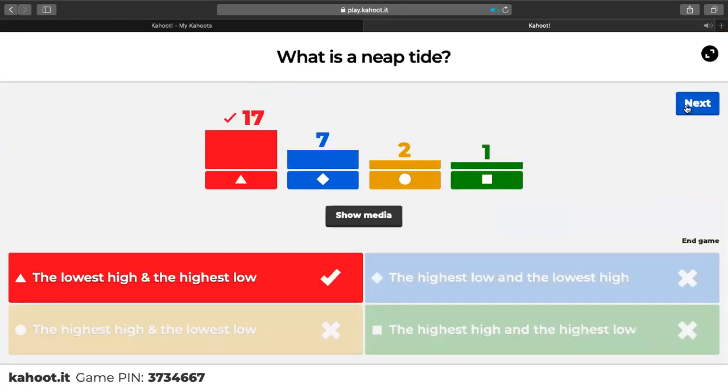Okay, well done. It is the lowest high and the highest low, and I completely understand it's quite hard to get your head round. But a neap tide, remember the tide doesn't come in as much and it doesn't go out as much. So it doesn't come in as much, so it's the lowest high, and it doesn't go out as much, so it is the highest of the low tide.